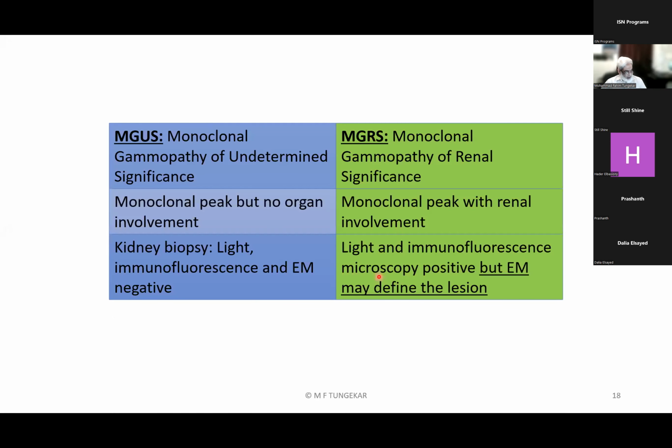Now, another important group of conditions where EM may help are MGUS and MGRS. MGUS, of course, is monoclonal gammopathy of undetermined significance because there's no evidence of any tissue involvement. So kidney biopsy, light, IF, and EM will be negative. Whereas when kidney is involved, in addition to the presence of monoclonal gamma globulin, monoclonal peak with renal involvement is seen, and light and immunofluorescence microscopy may identify the existence of MGRS, but EM actually defines the lesion because many types of lesions can be seen in MGRS.